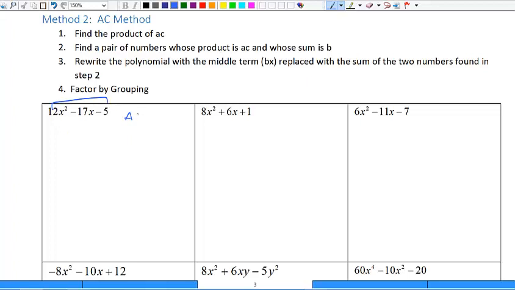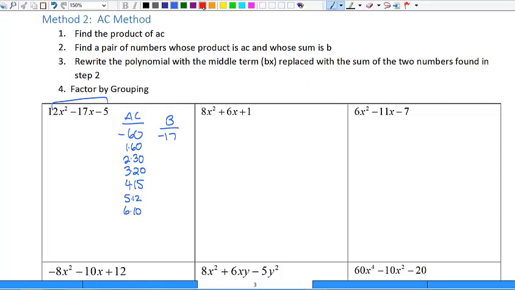So the first step was find A times C. So I take 12 times -5, which is -60. My B happens to be -17. Step 2 says I'm trying to find a pair of numbers whose product is AC and whose sum is B. So the factors of 60 are 1 times 60, 2 times 30, 3 times 20, 4 times 15, 5 times 12, 6 times 10. 7, 8, and 9 don't work. Okay, so those are all my factors of 60.